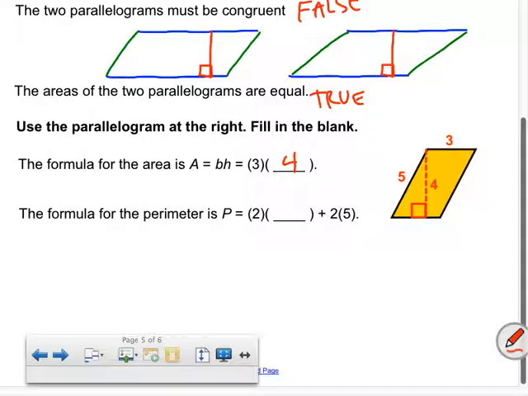The next one, half the people out there messed this one up. The formula for perimeter is P equals 3. Some of you guys jumped out and said 5. It's not 5. Listen. Shh. I need you to know it. Not just fake like you know it. I need you to know it for real.